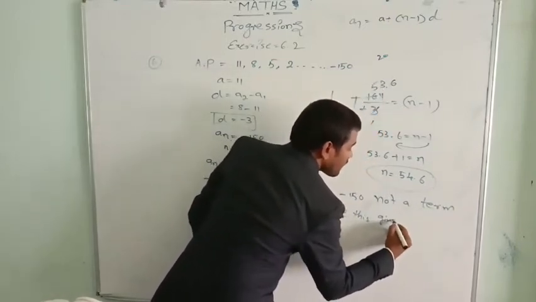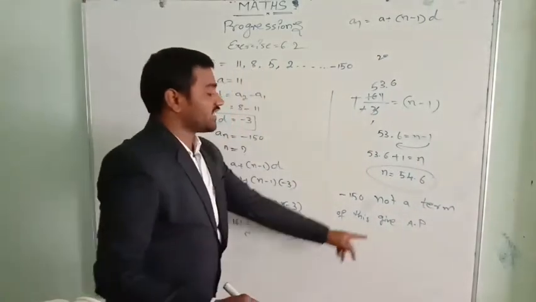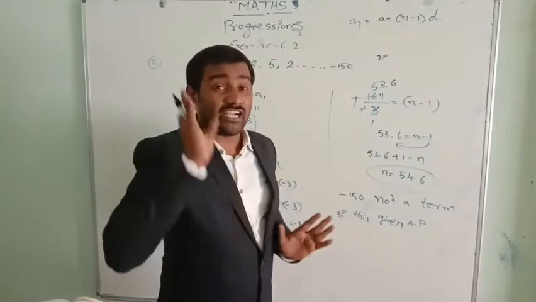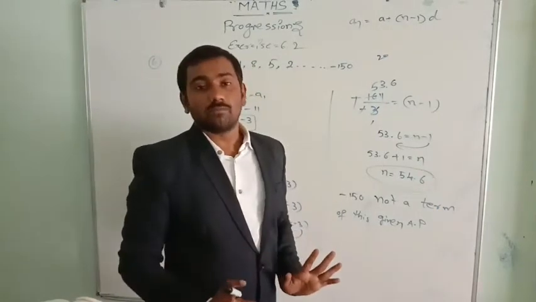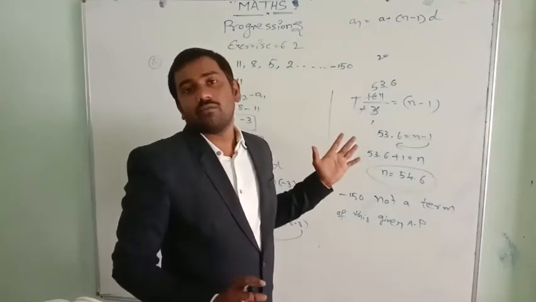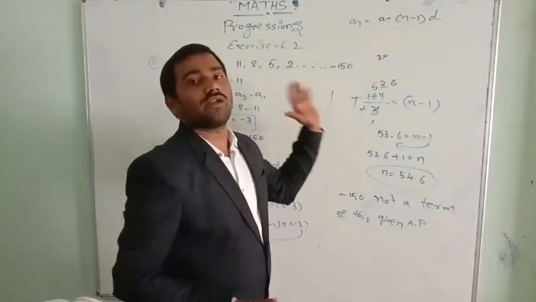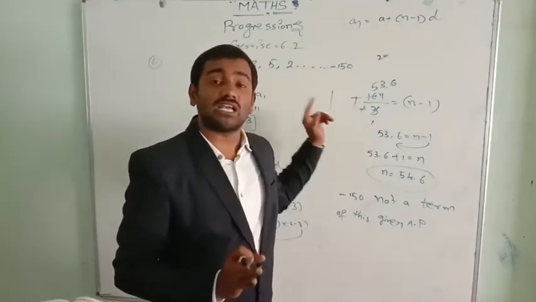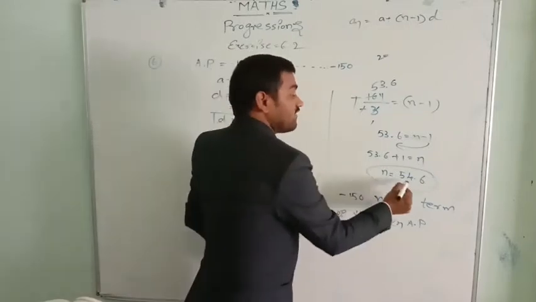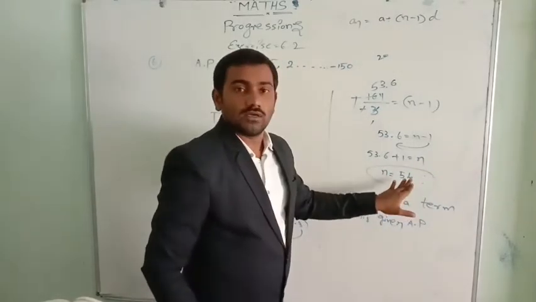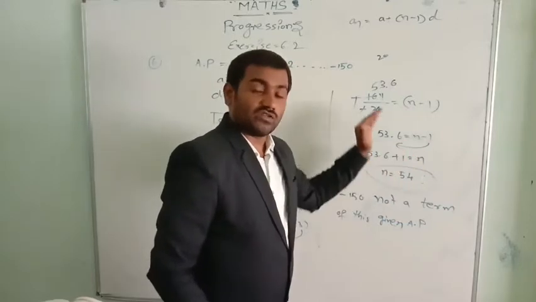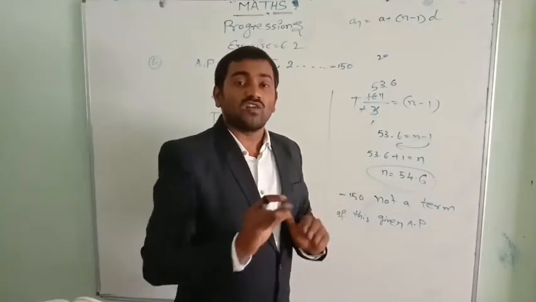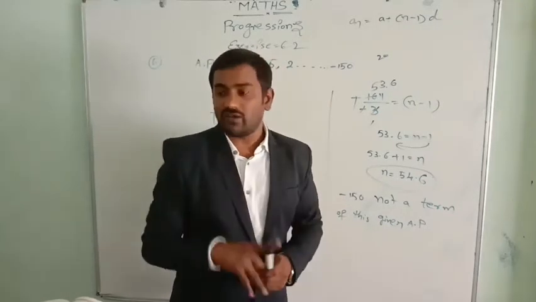given arithmetical progression. So minus 150 is not a term in this arithmetical progression. Simple. Maybe minus 151 may come, or minus 149 may come, but not minus 150 in this arithmetical progression. So here the n value should be a whole number, like 54 if it comes, it is possible. So there is a 54th term we can say, but we got 54.6. So the number of terms will not be in decimal form. Remember that, children, very important.